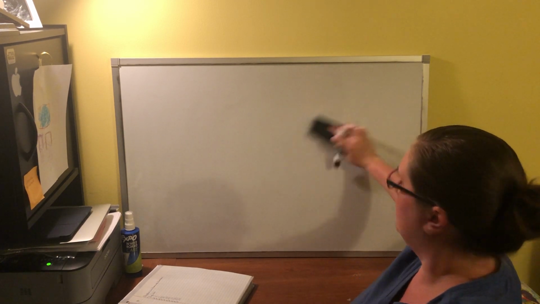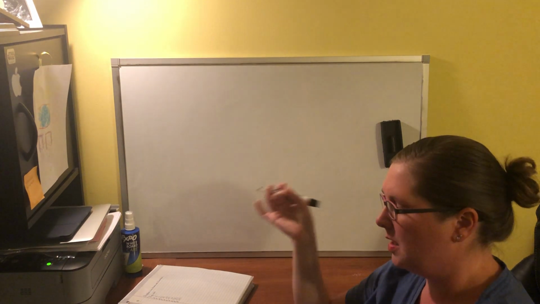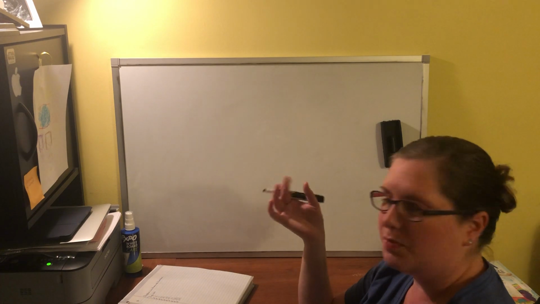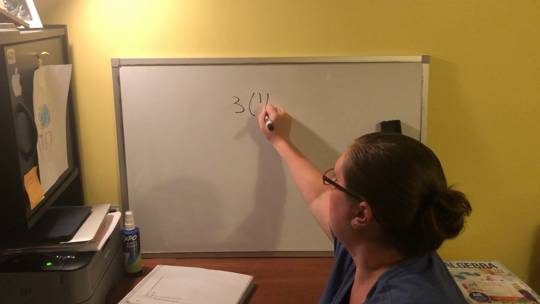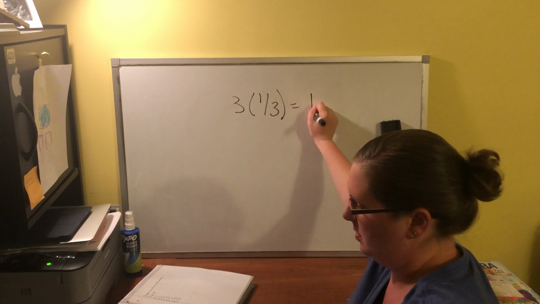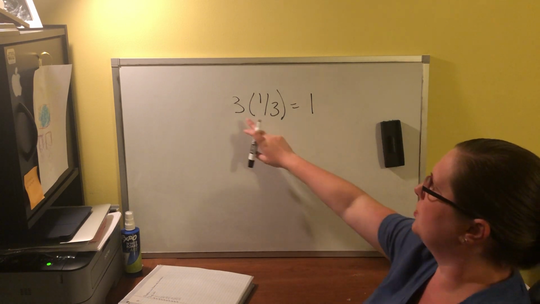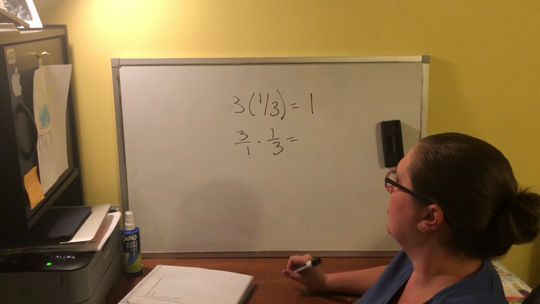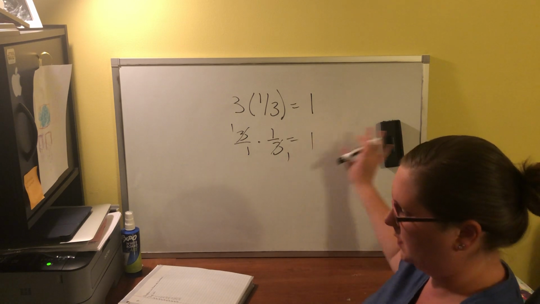Another property that we have with math is called the multiplicative inverse property. We already had the multiplicative identity property. This is the multiplicative inverse property. So reciprocals multiply and you end up with a whole number 1. All this means is 3 times 1/3 equals 1. Those are the inverse. 3 over 1 is the inverse of 1/3. The 3's would cancel and I would end up with 1. So that's what this property means.